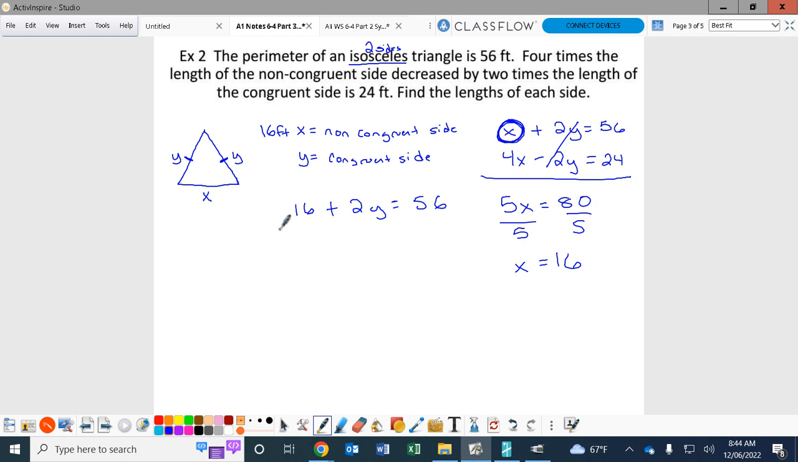I'm going to minus 16, minus 16. It's going to make it 2y equals 40. Okay. Divide both sides by 2. And y equals 20. That's going to be 20 feet. When you write it next to your thing, don't just write 20 because you're going to forget to write the feet on it when you put it in your sentence.